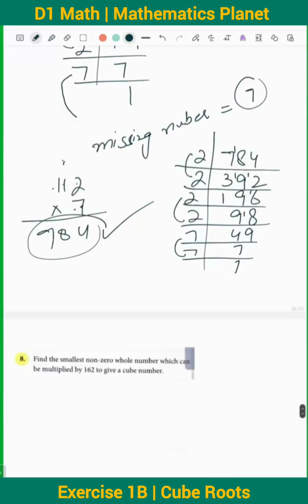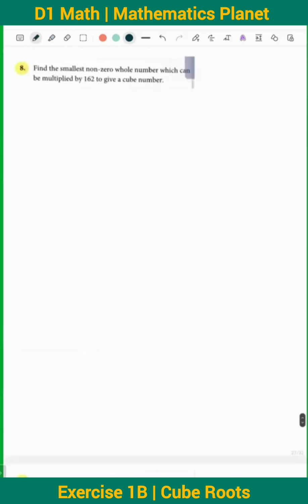Find the smallest non-zero whole number which can be multiplied with 162 to give a cube number. So in the cube, we just need to make three combinations of 3. 2 times 8 is 16, 1 is 2. 3 times 2 is 6, 7 is 21. 3 times 9 is 27, 3 times 3 is 9, 3 times 1 is 3.